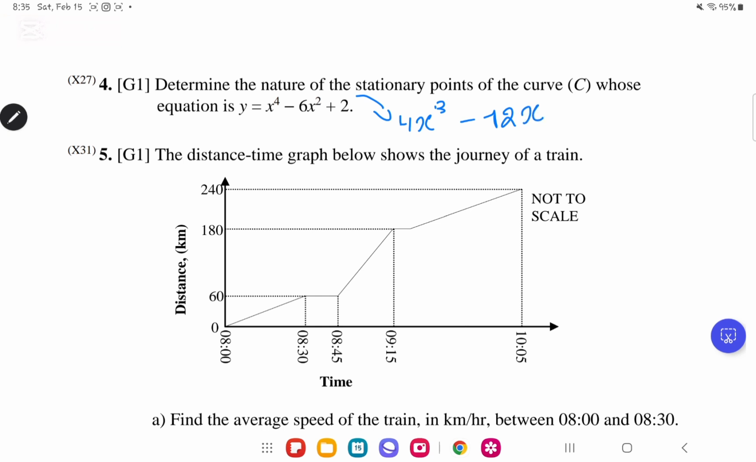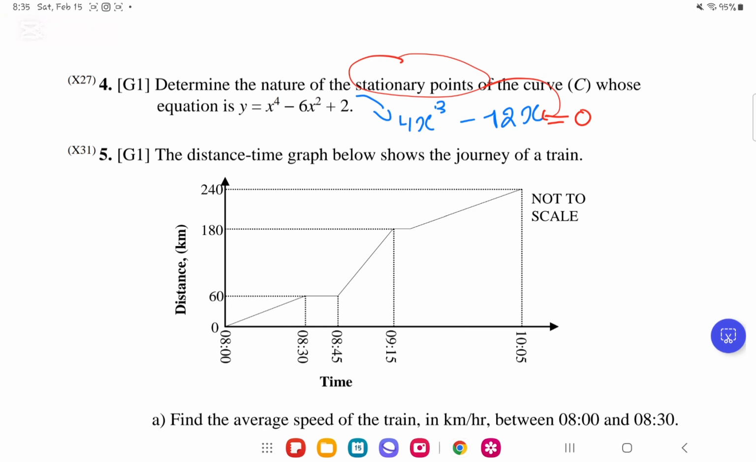Okay, so this is what it is. This is our derivative. Now what we're gonna do, because we are looking for the stationary points, whenever we are looking for the stationary points, we have to make this equation, which is the derivative, equal to 0, and we solve it.